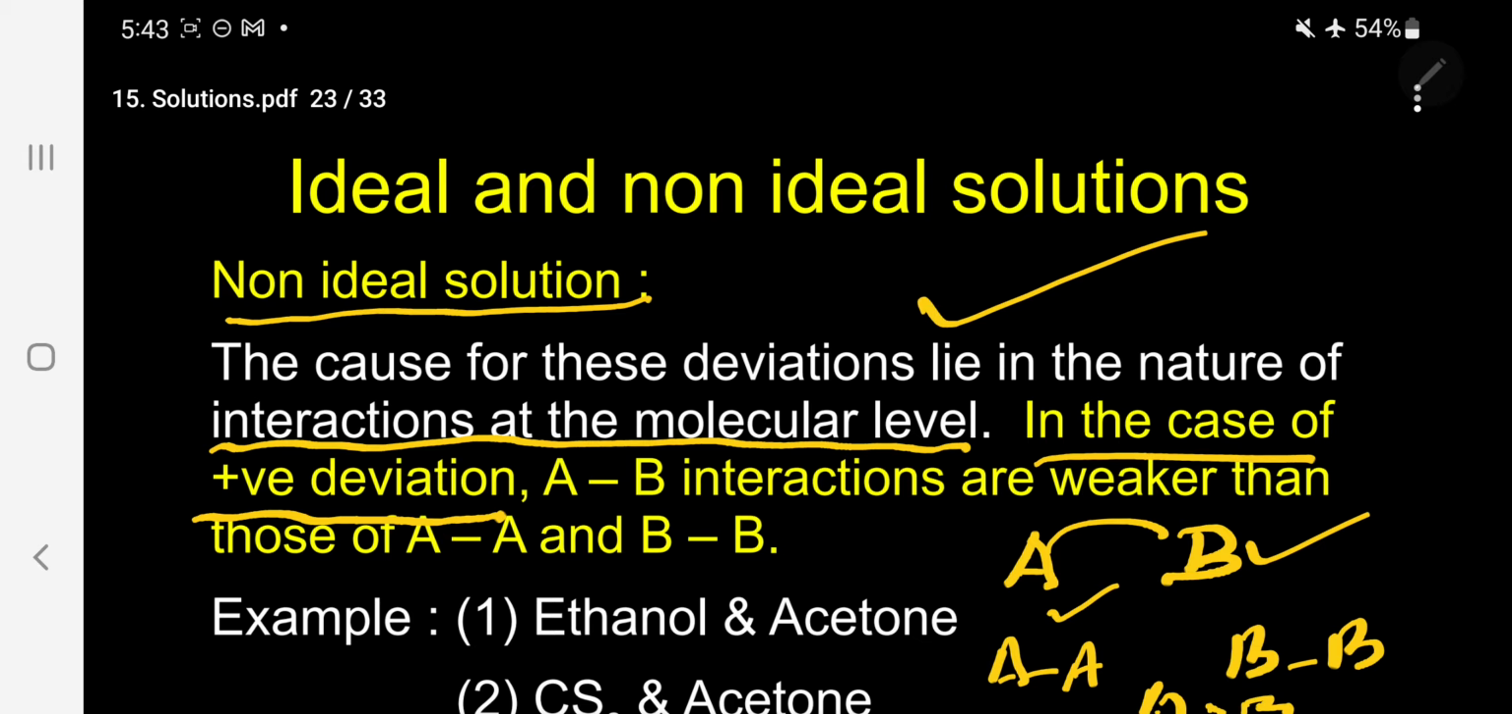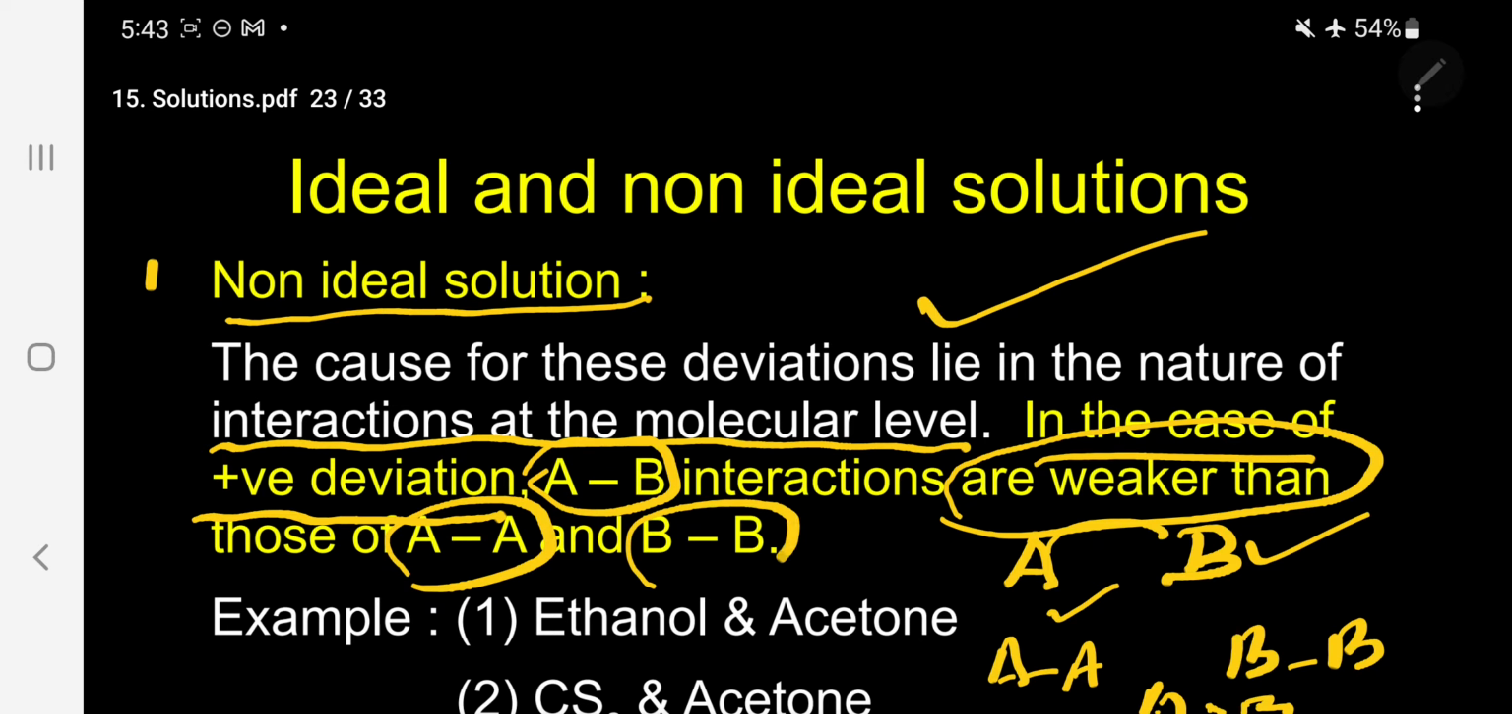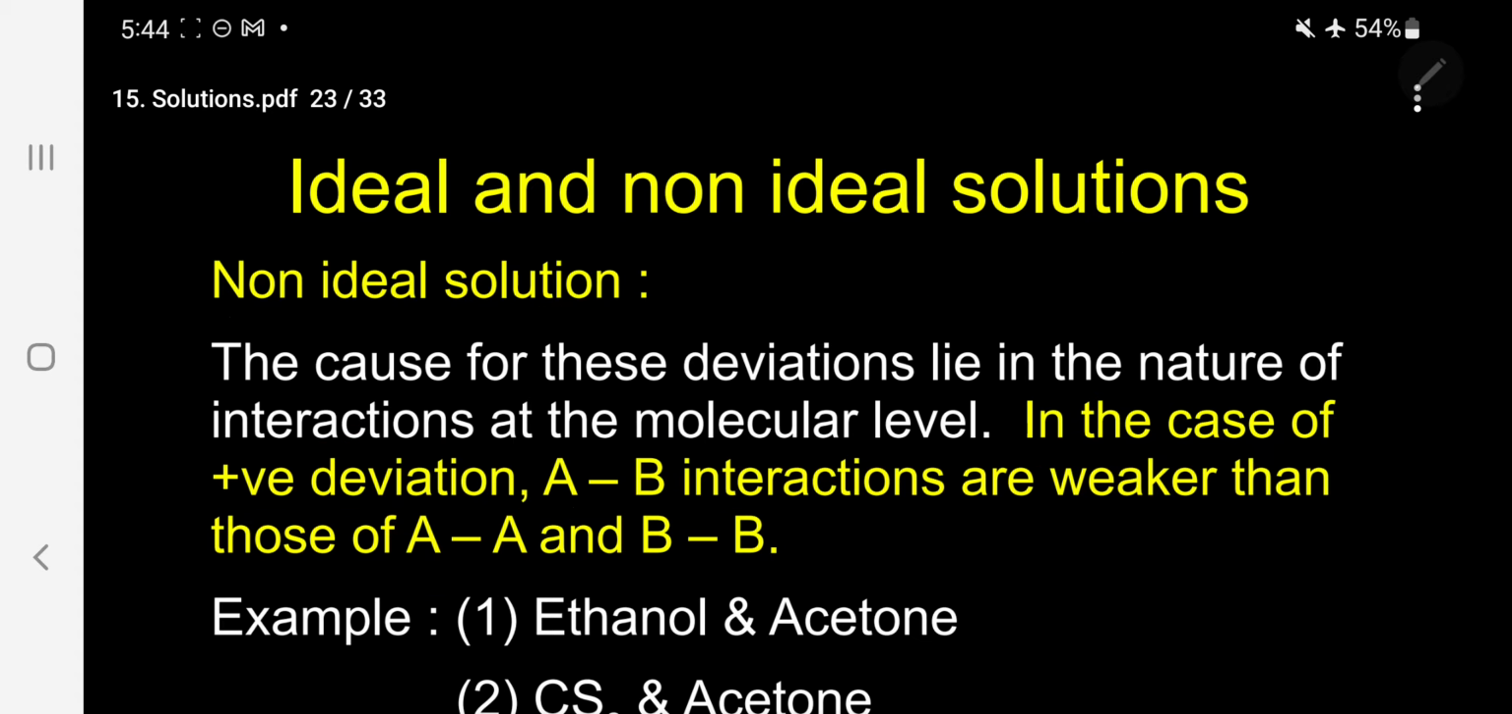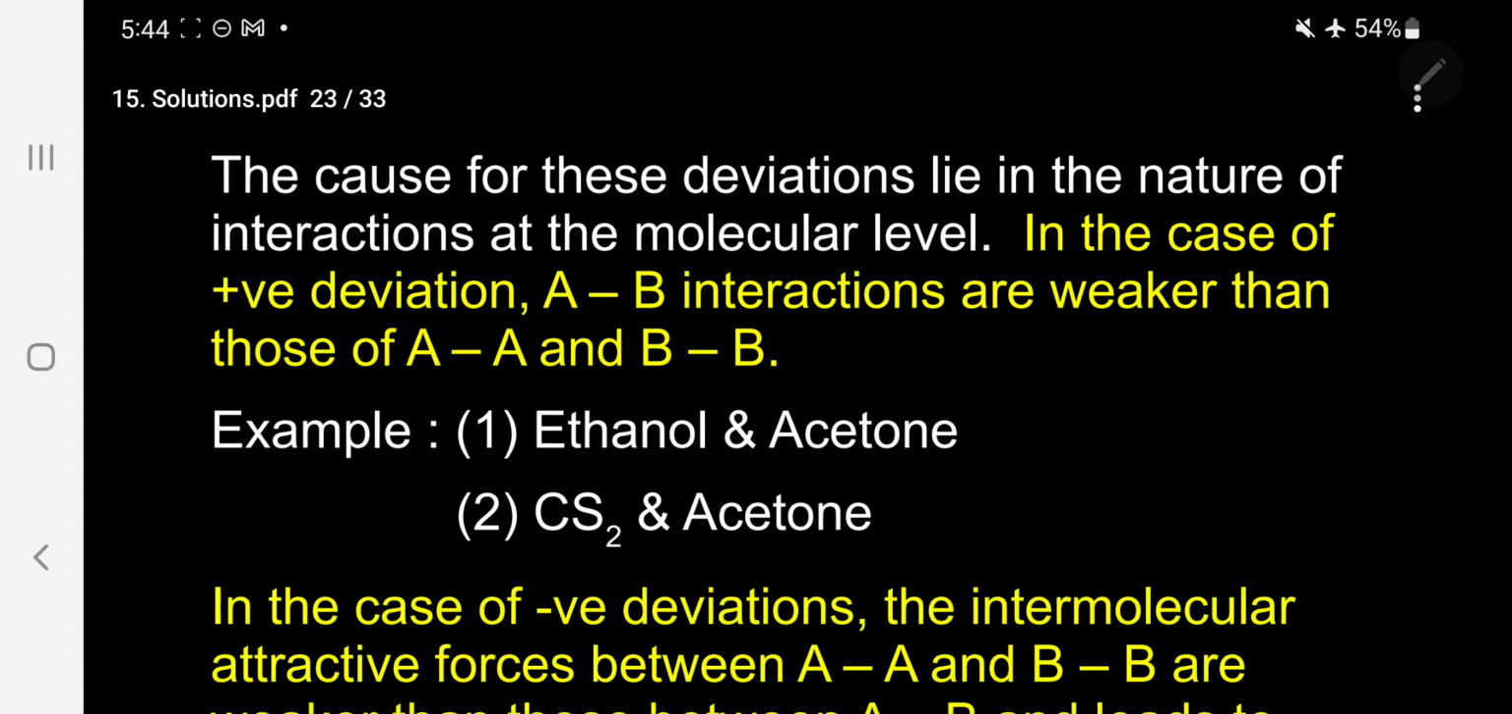So we have to find out which case is stronger, which is weaker. So in the case of non-ideal solution, in the case of positive deviation, AB interactions are weaker than those of AA and BB interactions. That means AA interaction is stronger, BB interaction is stronger when compared to AB interaction. That is a positive deviation. Kindly follow. Here two examples are given. One is ethanol and acetone, another carbon disulfide and acetone.